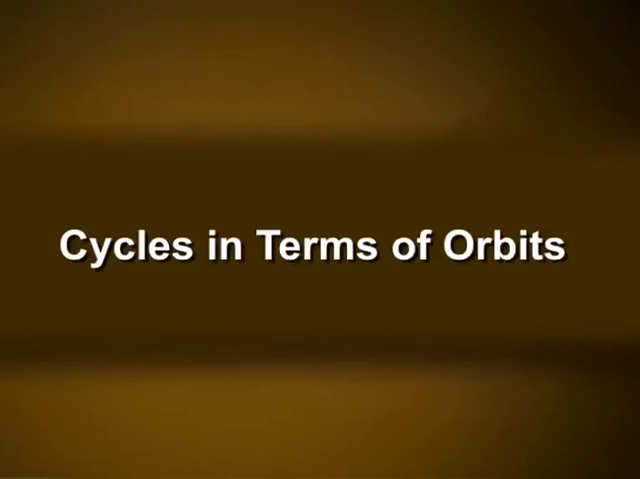Cycles in terms of orbits. Let us describe cycles in terms of orbits. Hereinafter, we consider just permutations of a finite set A of n elements. We may as well suppose that A is the set {1, 2, ..., n} and that we are dealing with elements of the symmetric group Sn.